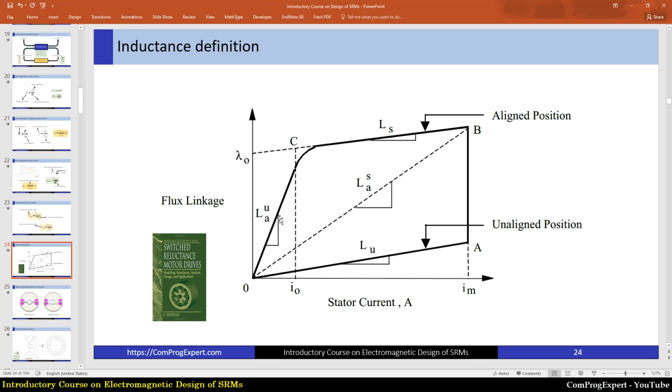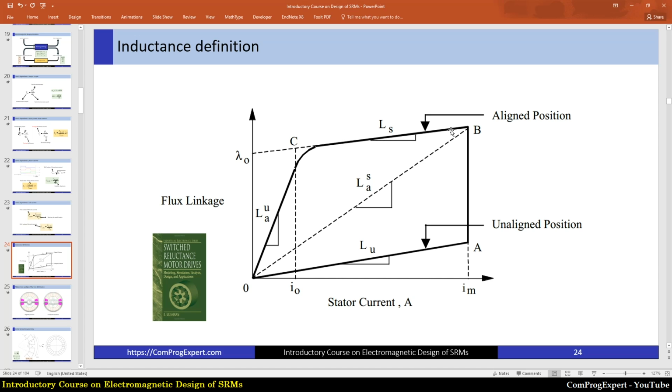So this is the LAU. This is unsaturated aligned inductance. This is the saturated inductance. This is the aligned saturated inductance. These are different. This is the total inductance. This is incremental value, right?